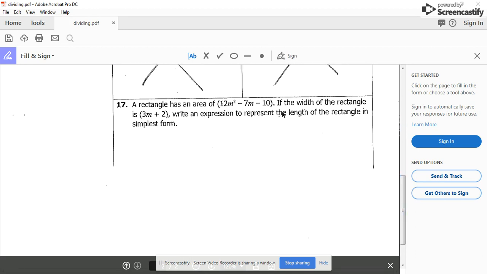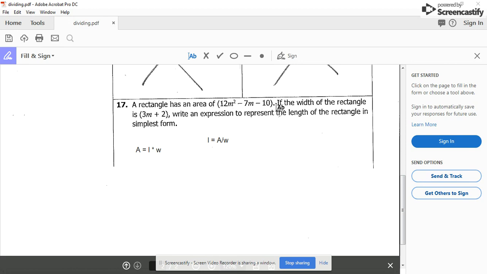A rectangle has an area of this. The width is that. Write an expression to represent the length. So if you remember the way you find the area of a rectangle is area is equal to length times width. And this is asking us to find the length. So if I solve this for length, that means I'm dividing both sides by the W to get length being equal to area divided by width. So this is just a division problem where we're going to take the area and we're going to divide it by the width.